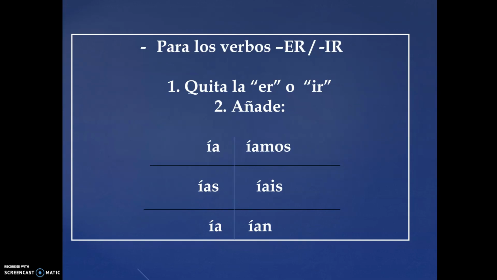Now, once again, you're going to have to make sure you're aware of the fact that the yo form and the él, ella, usted form have the exact same ending. So you still need to make sure that you're aware of context clues to help you recognize about whom a sentence is speaking.